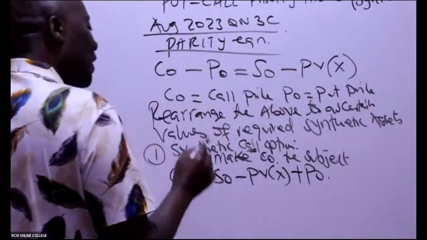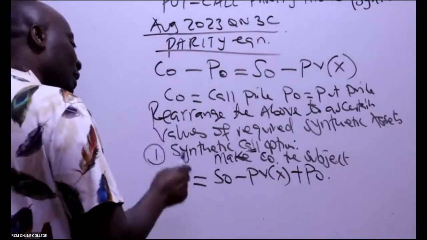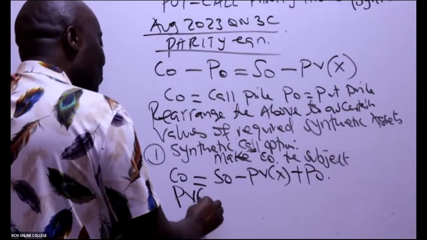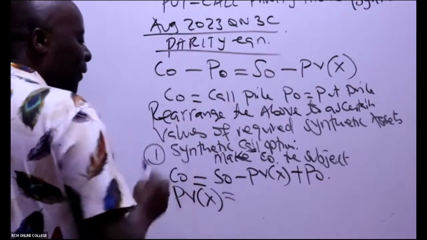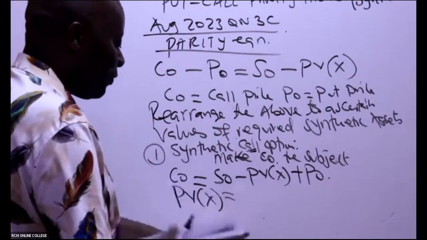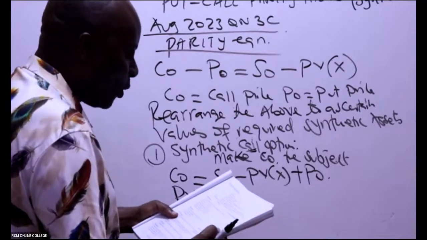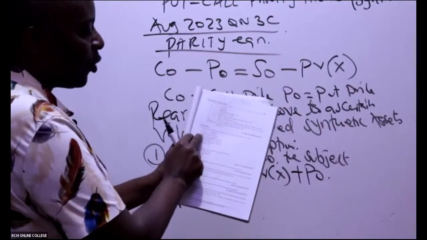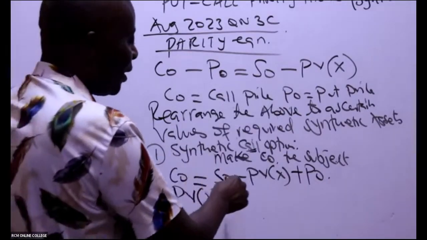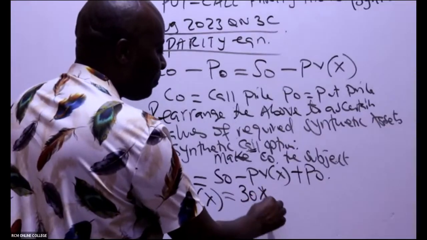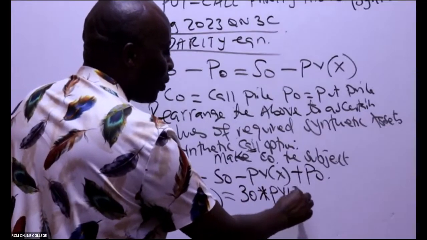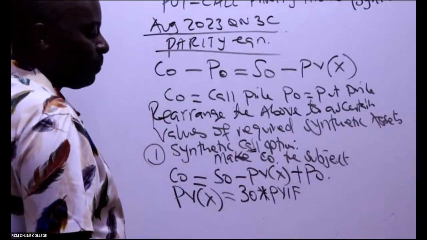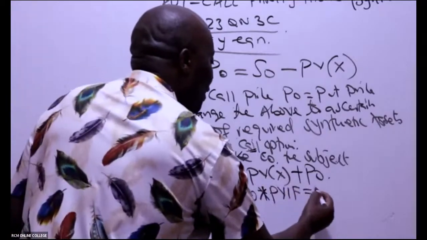The very first thing I would want you to do if you get this kind of question in an exam is to go ahead and give me PV of the exercise price. Have they given me the exercise price? Oh yes, it is there on the third row. The exercise price is 30. It is a lump sum, so I have to discount this by multiplying by PVIF. So this will be 30.